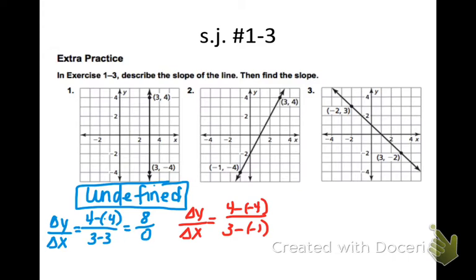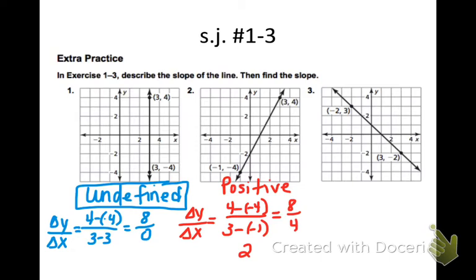So if you have a negative and you have these double negatives, don't forget how to deal with those, right? That becomes 4 plus 4, or 8, and 3 plus 1, which is 4, and 8 divided by 4 simplifies to 2. And we forgot to note that this is actually a positive slope. That's describing the slope first, and then calculating the slope.